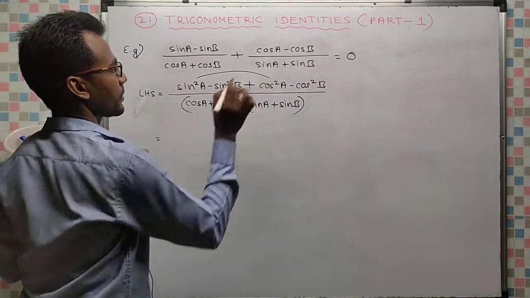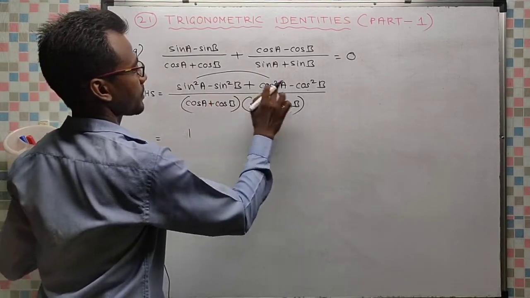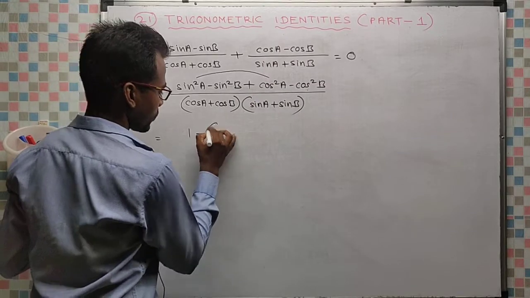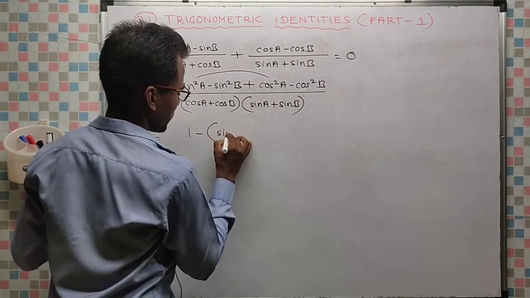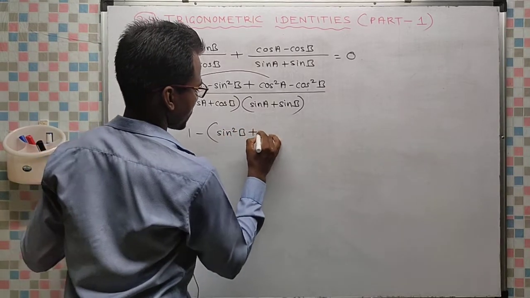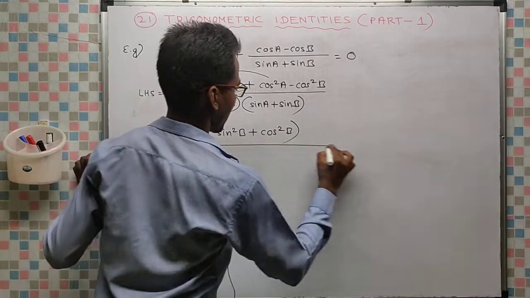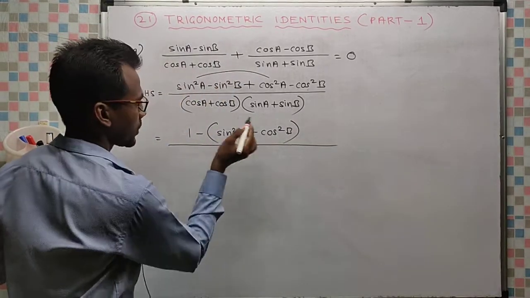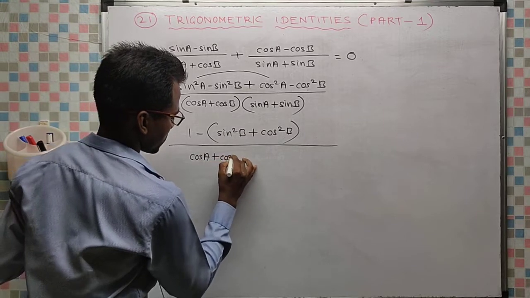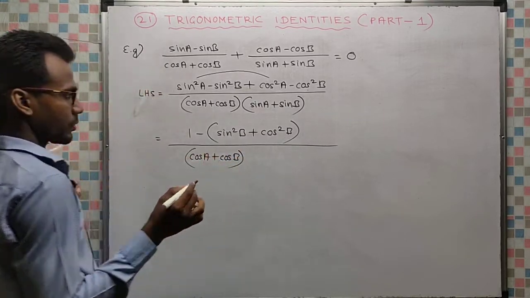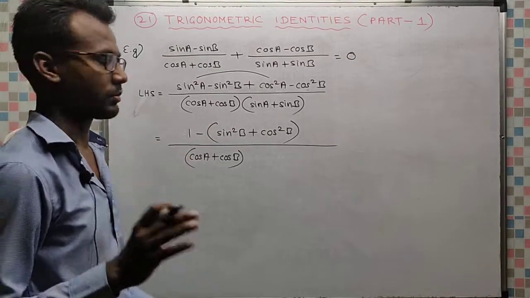Now what is sin square A plus cos square A? 1. Minus sin square B minus cos square B. I can take minus common. So we will have sin square B plus cos square B whole by, no need to open this, cos A plus cos B. Try to avoid expansion. Don't open the bracket in case of denominators.